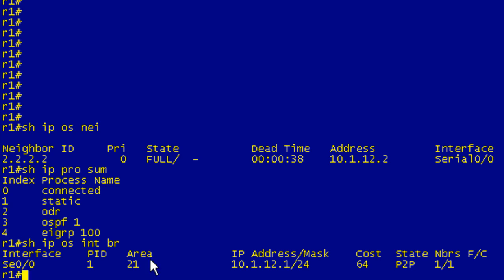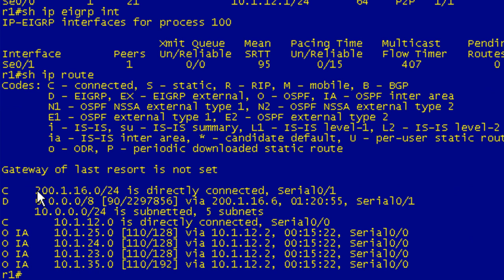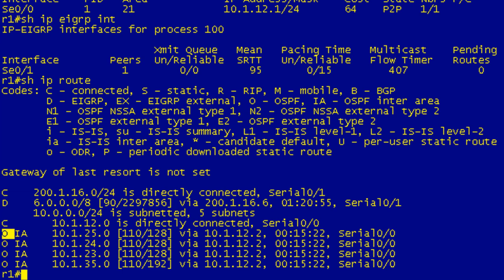So these are the interfaces that belong to OSPF, and that's at serial 0/0 connection to R2. And if I do the same thing with EIGRP, there's no brief option for that. You can see that 0/1, which is going out to R6, is running EIGRP. If I do a show IP route, you can see that we are learning one route from EIGRP. And again, if you're not used to this command, D means EIGRP, O means OSPF. We're not going to worry about the IA. That's for another lesson.